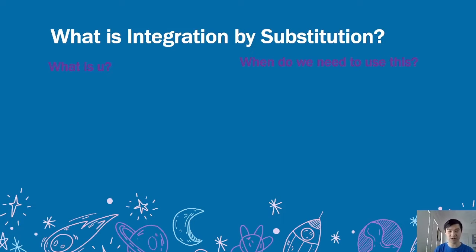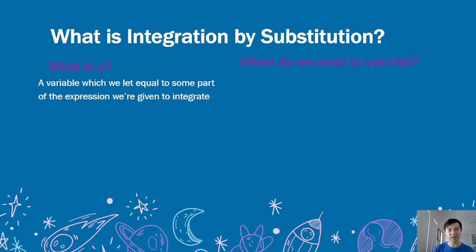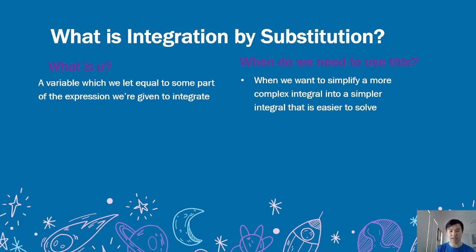So let's talk about integration by substitution first. You might often hear integration by substitution being called U substitution. U in this case is a variable which we let equal to some part of the expression we're given to integrate. And when do we need to do this? Well, basically integration by substitution allows us to simplify a more complex integral into a simpler integral that is easier to solve. So just keep in mind, you don't always need to use U. By convention, it is U, but sometimes you might use a different variable like theta instead, or something like that.